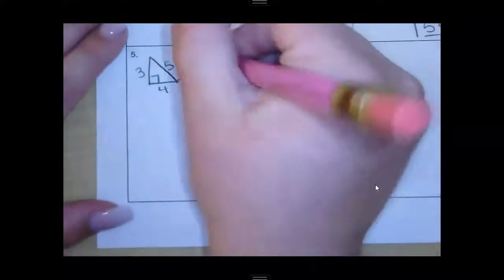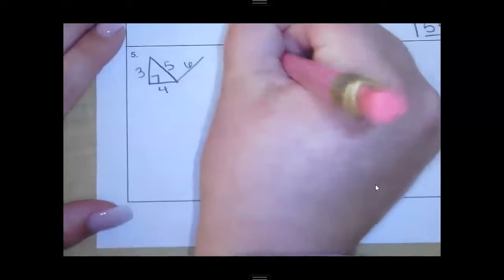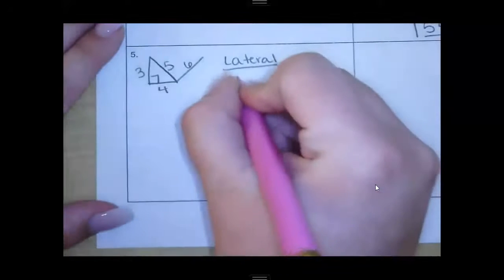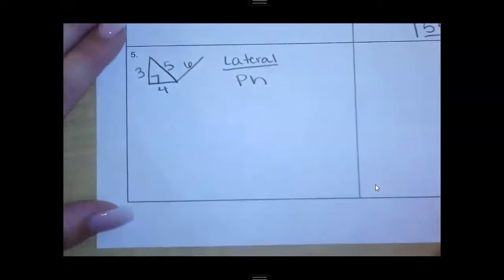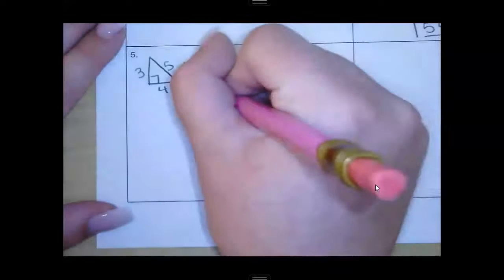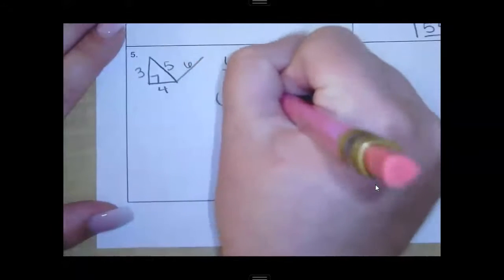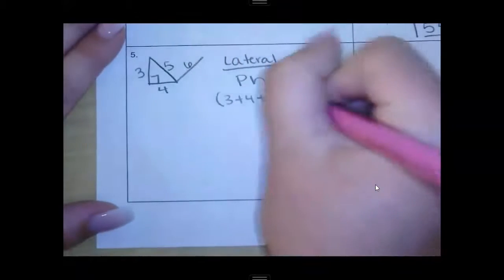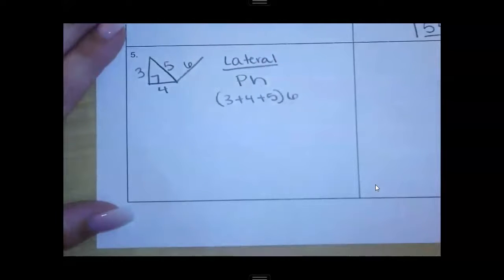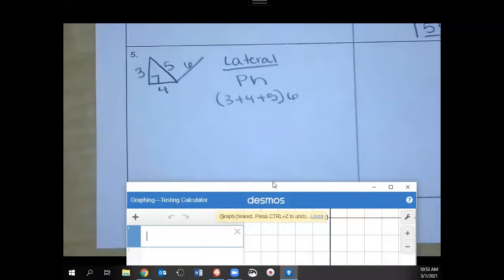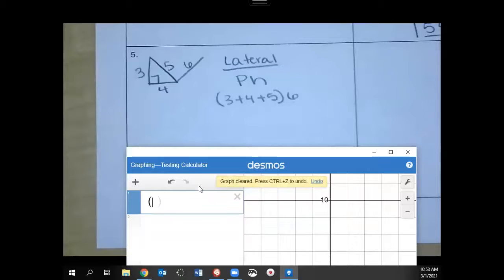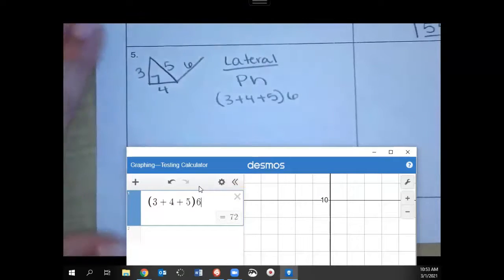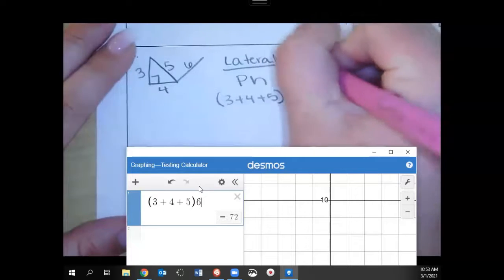So now that I've got everything labeled, I'm going to do lateral surface area. Using that same formula, big P times H. So for big P, you're adding 3 plus 4 plus 5 times the height of 6. Now you need to calculate. And you get 72. So that's your lateral surface area.